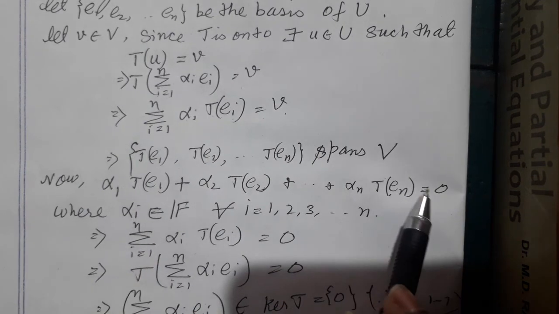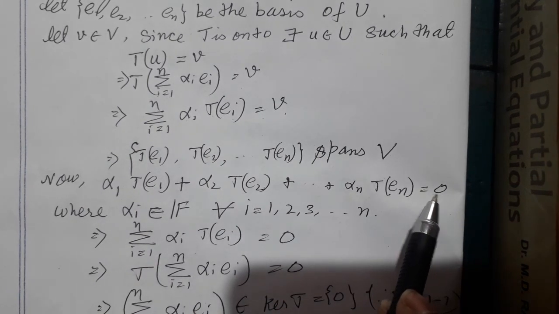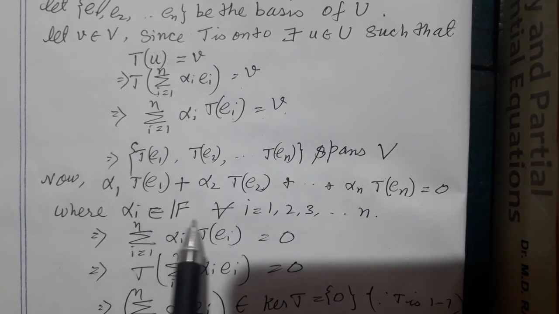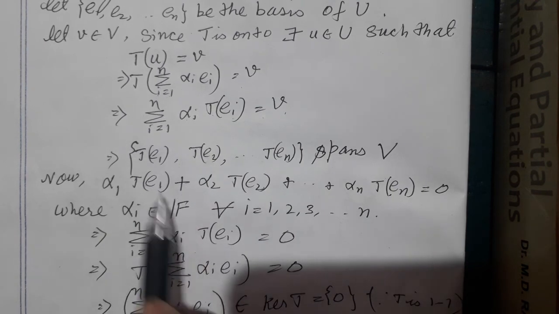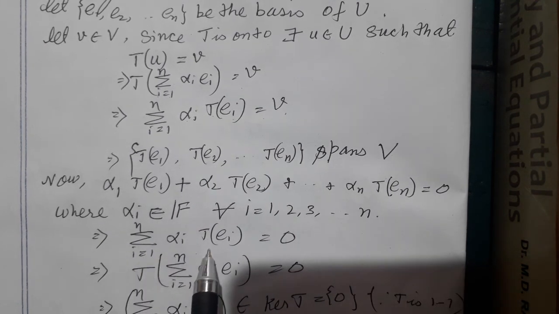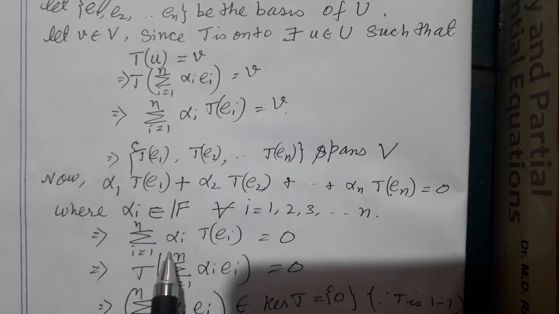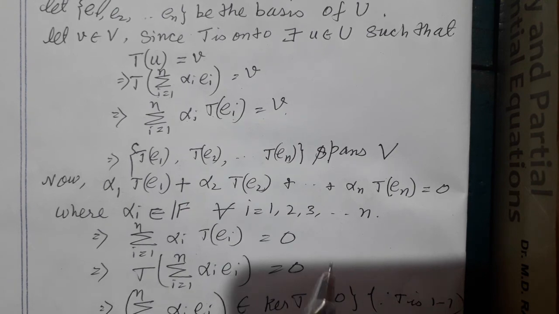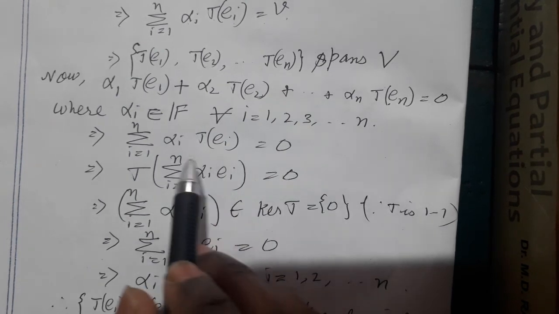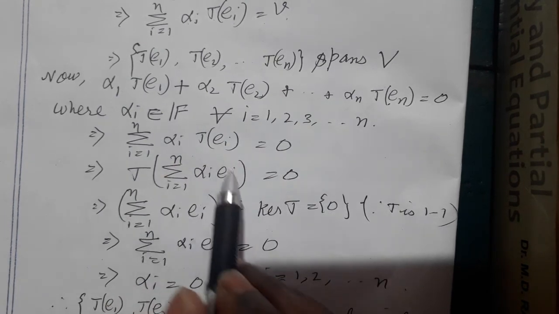So we take the linear combination of these and take it equal to 0, where alpha_i belongs to the field. Now I'm writing this in summation. Since T is a linear transformation, it can come outside, so we have T of the summation i equal to 1 to n alpha_i e_i equal to 0. Now this is equal to 0 means this belongs to the kernel of T.